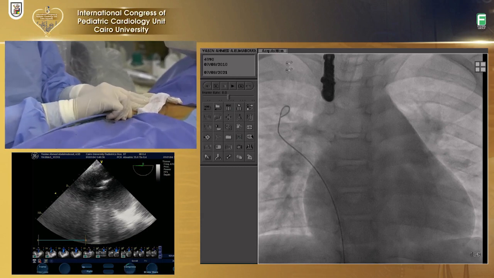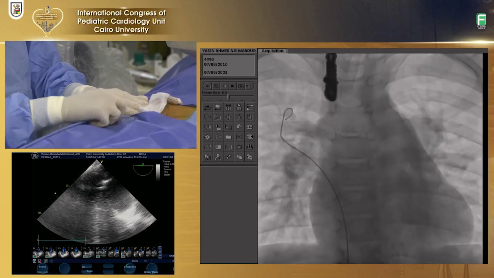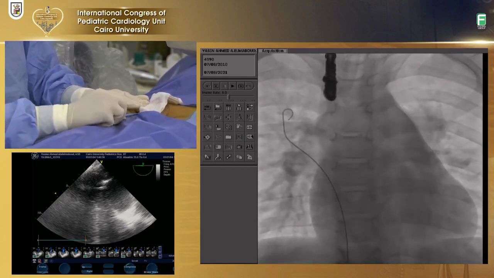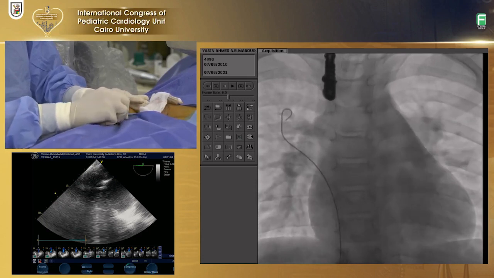Holding the wire for the long sheath when it's introduced. And after putting the long sheath and withdrawal of the dilator, to have a look by TE.